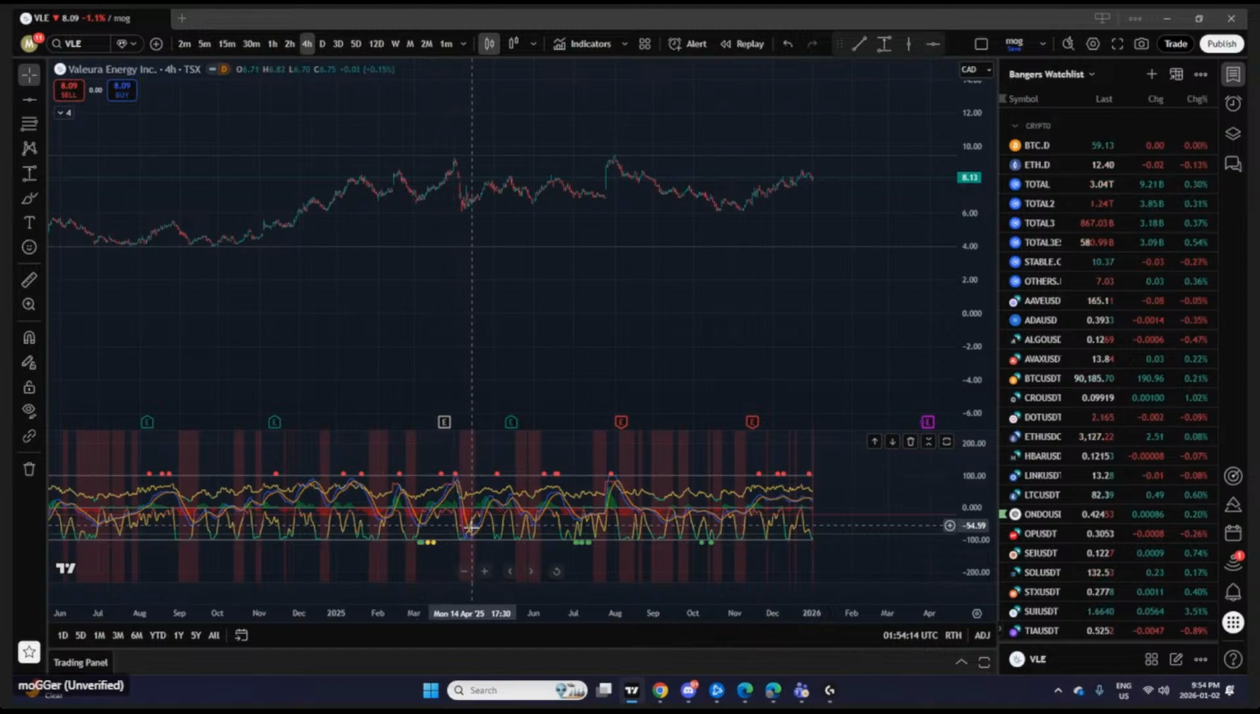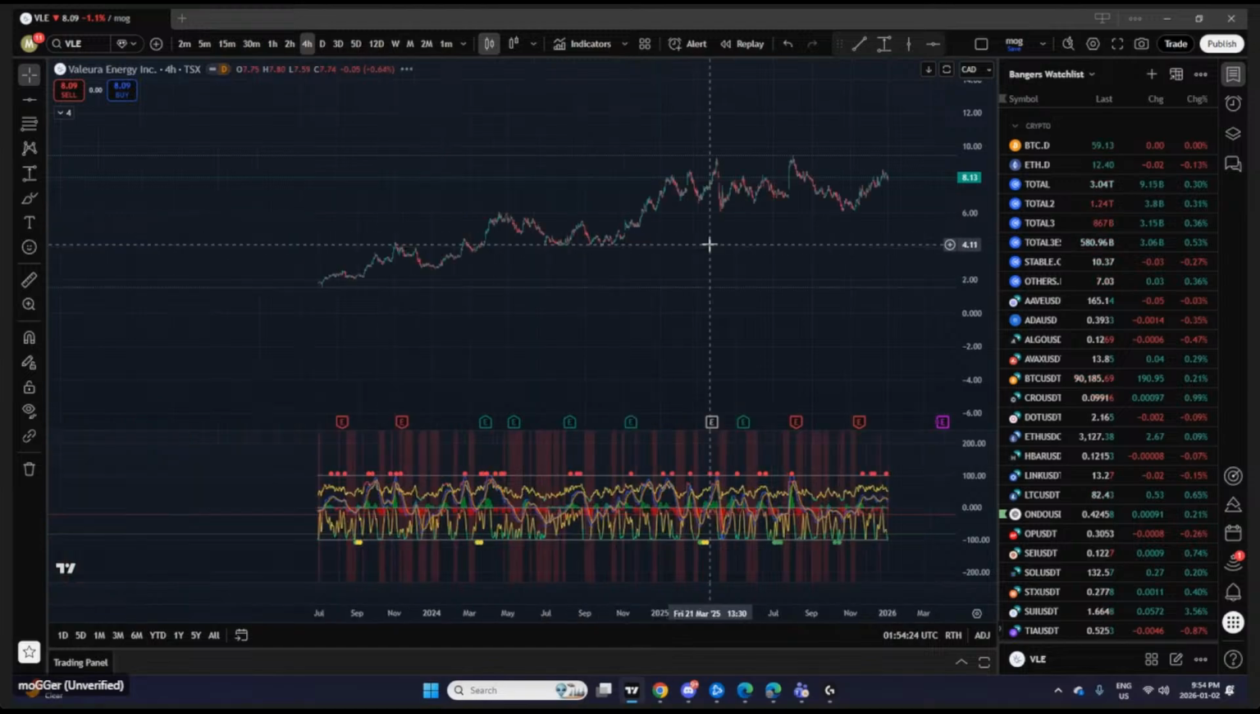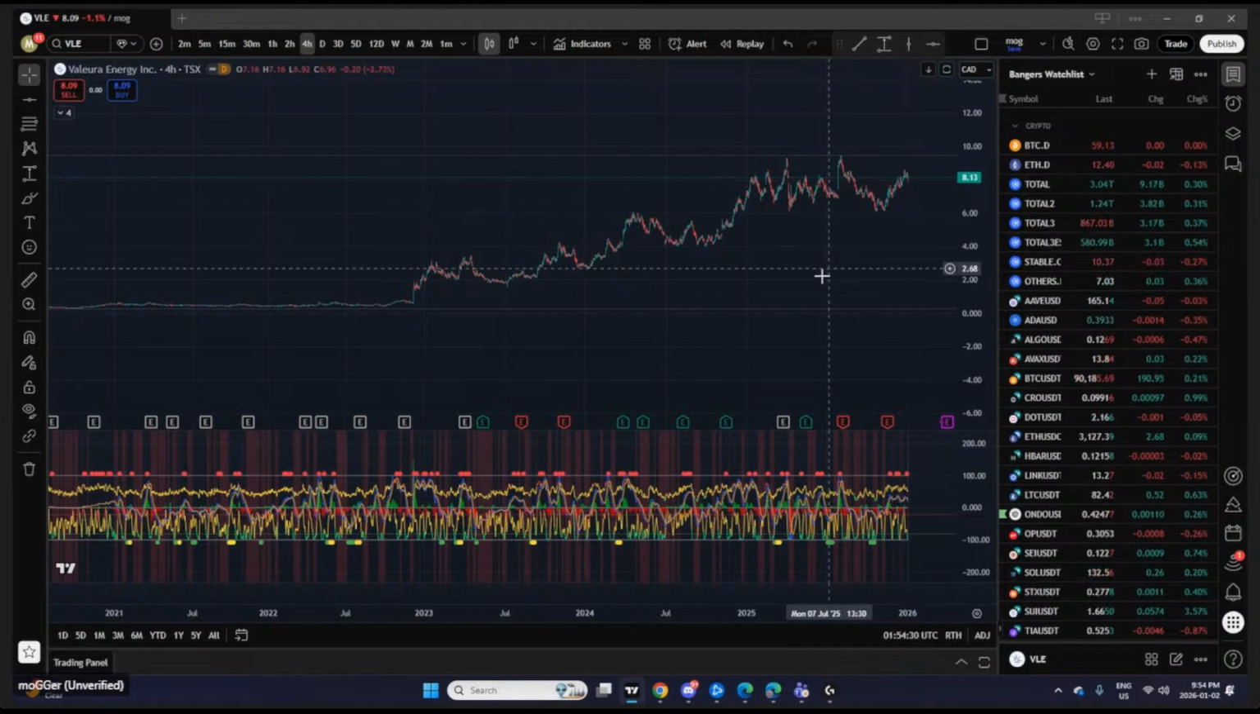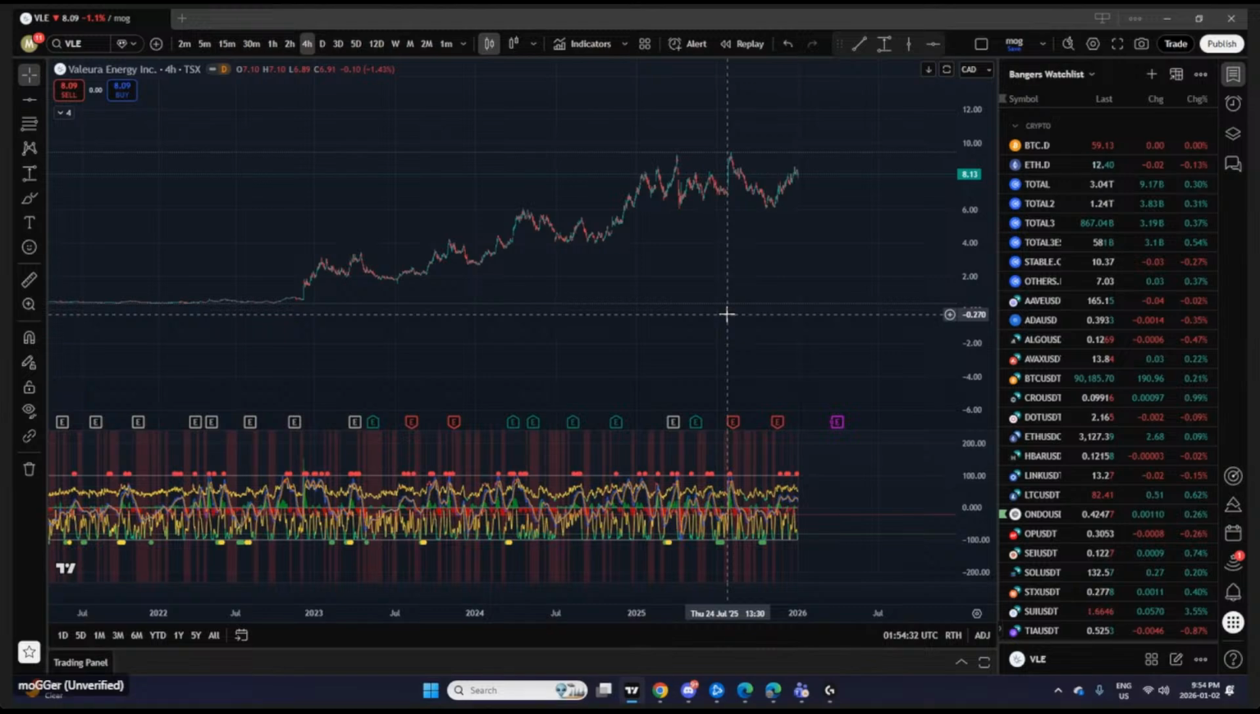Look what happens. Sometimes, okay, you can get a little run up, but it's going to come back down. Nothing goes up forever, guys. Not even Bitcoin.